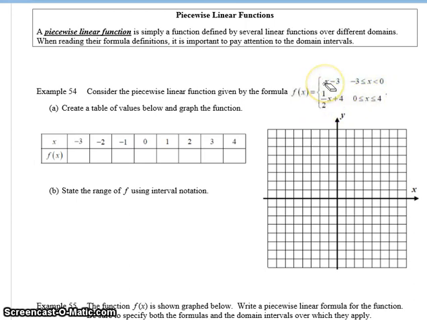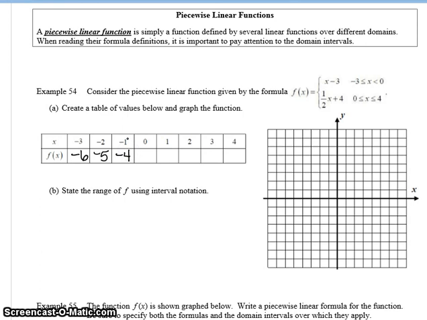Okay? So for example, it says create a table of values and graph the function. So all I'm going to do is I look at my first x. My x is -3. Well, -3 falls in this domain, so I have to apply -3 into this function. So when I plug a -3 in, I have -3 minus 3, which is going to result in -6. Okay, next one in my table is -2. -2 is still in this domain, so I plug in a -2, I get -5. Okay, you see what we're doing there? And then plug in a -1, I get a -4.